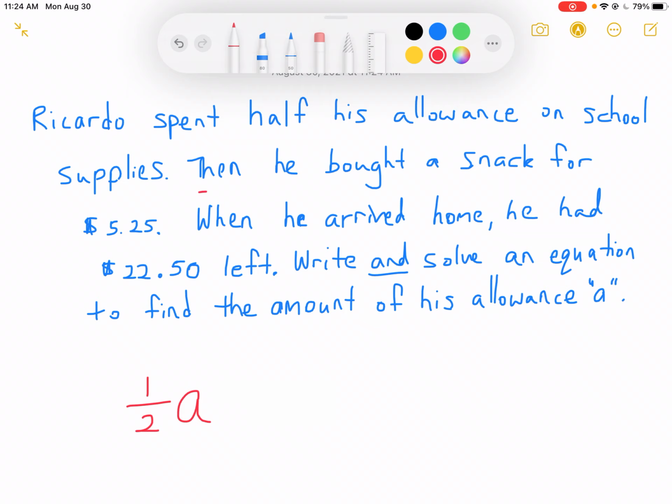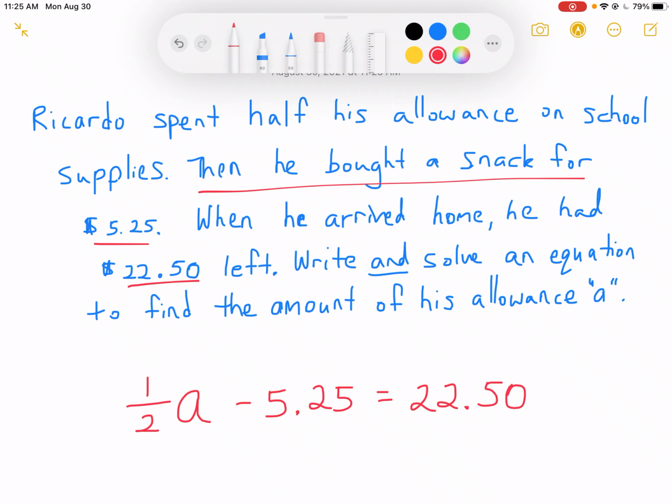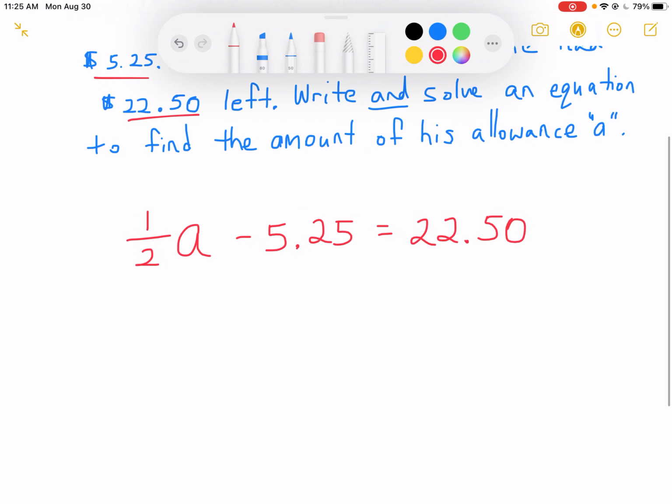Okay, after that it says, then he bought a snack for $5.25. So buying a snack is going to take away more of his money. So he's going to have the amount that's left over after the school supplies minus $5.25. And then it says, when he arrived home, he had $22.50 left. So $22.50 is the amount he has after he buys the school supplies and buys a snack. Okay? So this is our equation that we're working from.